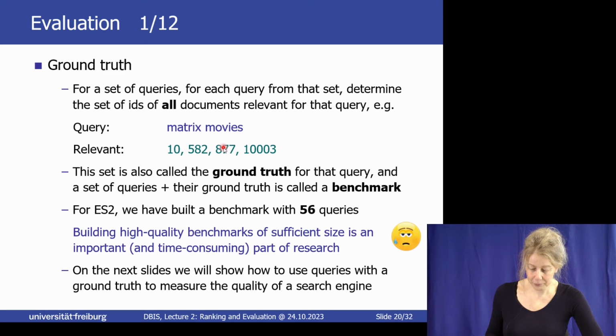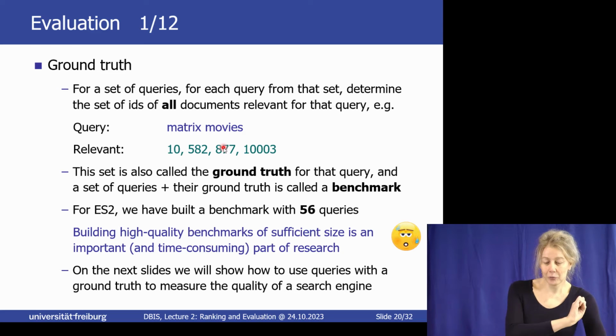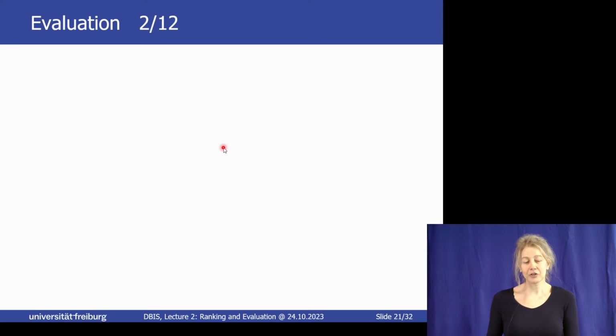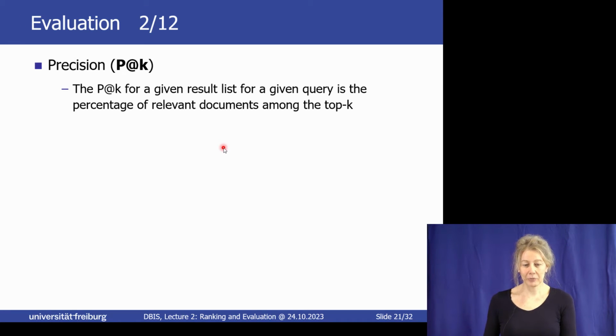Different question. Now let's just assume we have such a benchmark, a ground truth. How do we evaluate our BM25 function or whatever function with certain parameters? That's what this part of the lecture is about. And let's start with some simple measures.